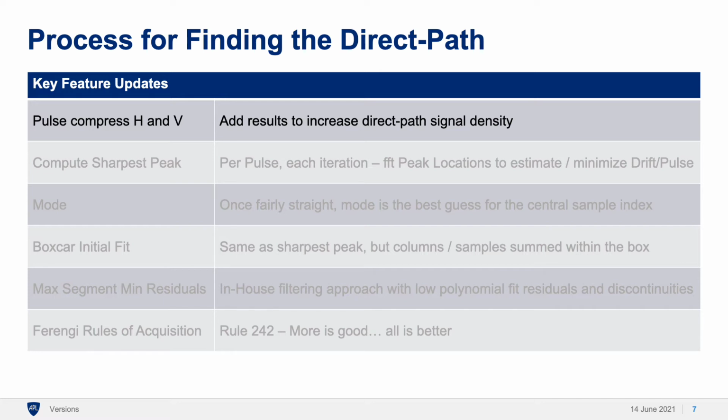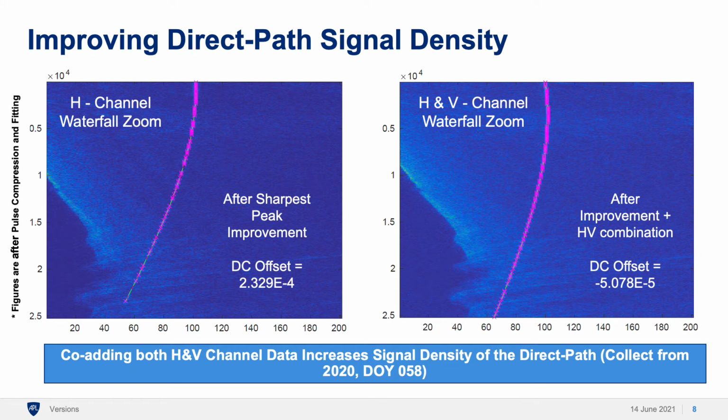MiniRF receives in two polarizations, H and V, so why not combine the two and improve the data quality? The previous version of the algorithm only used the horizontal channel data for pulse compression. The figure on the left shows the algorithm with just the H channel, and the figure on the right combines both. We can see that the number of data points that make up the direct path estimate has increased, which will result in an improved fit for the direct path location.